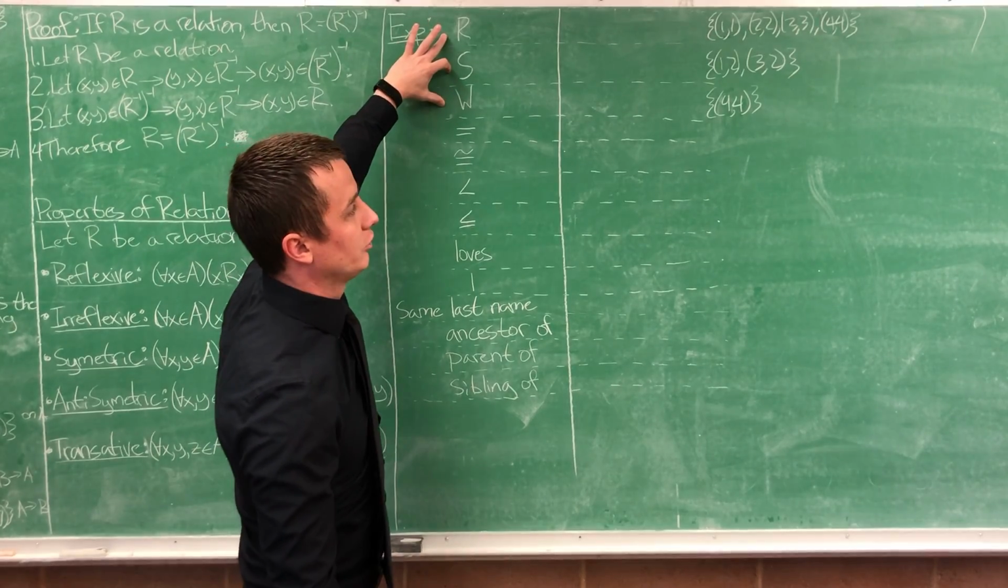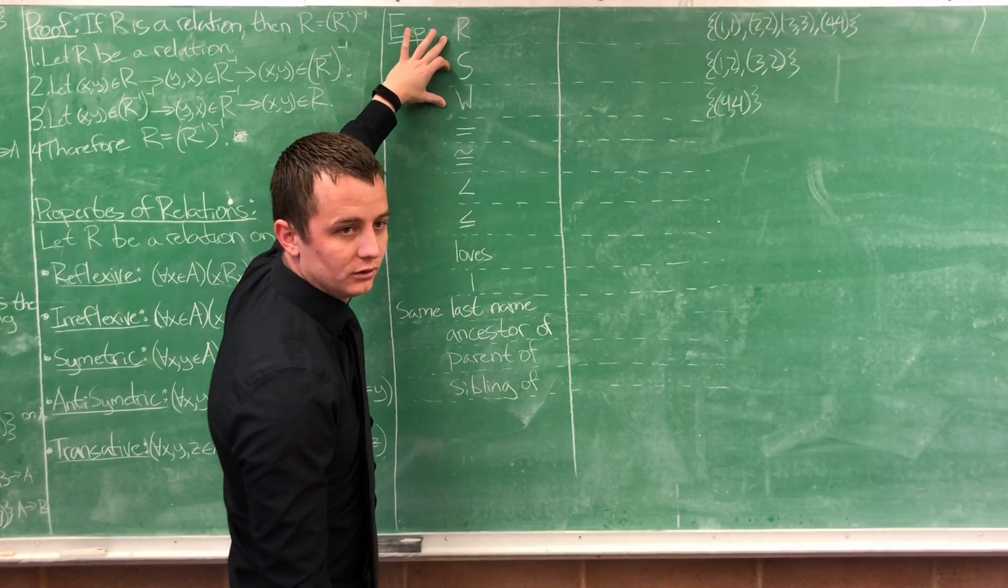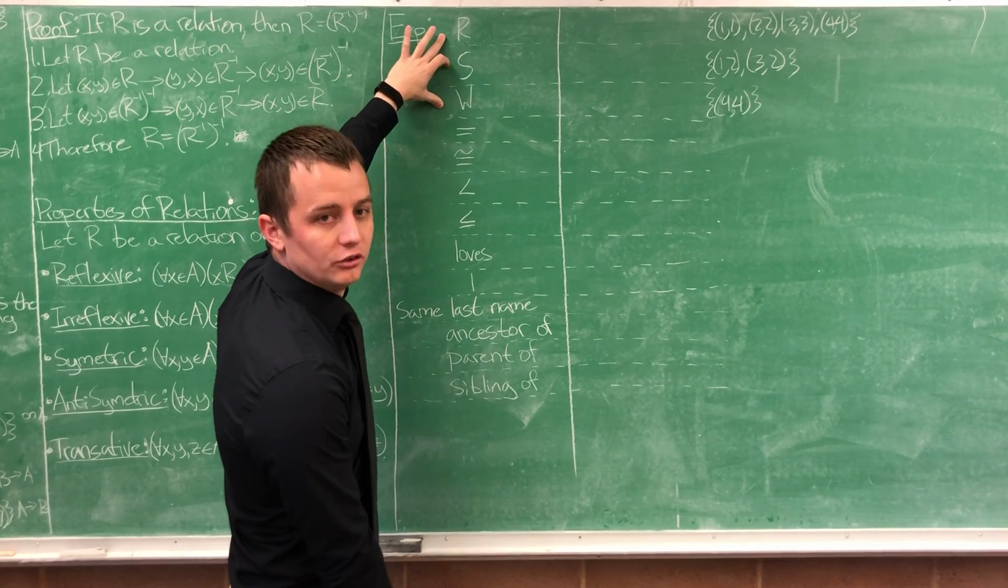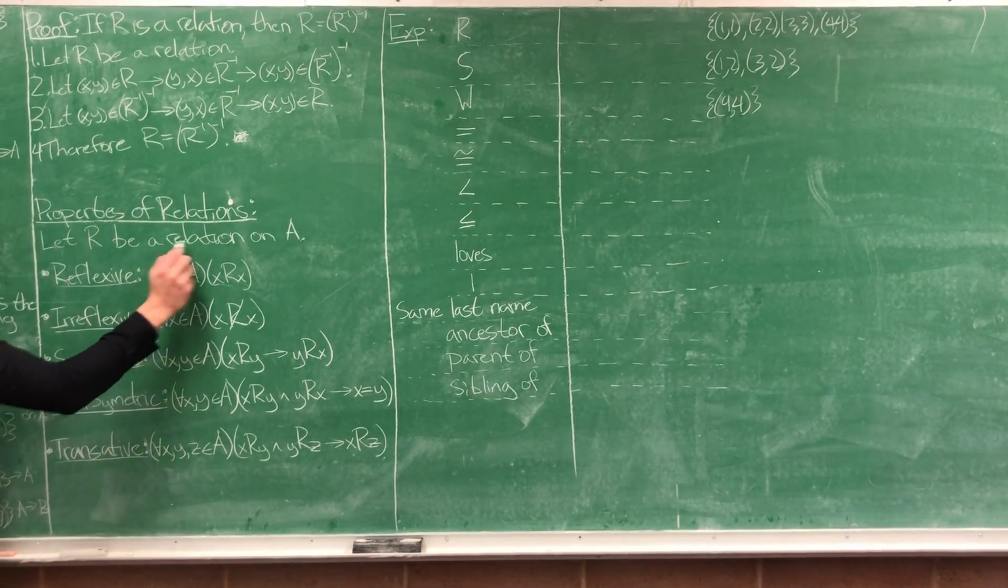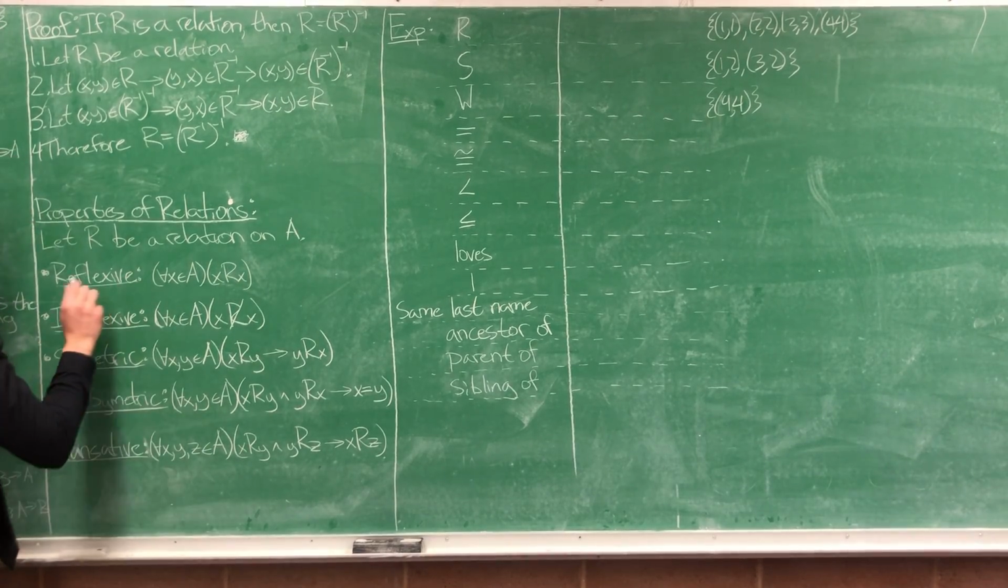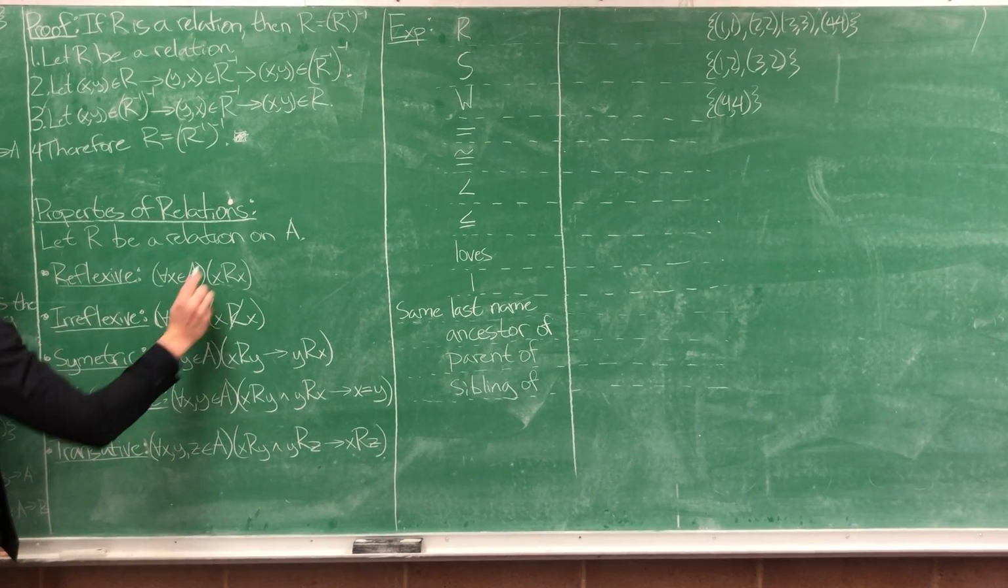With these 3, it was understood that the set A was {1, 2, 3, 4}. So I just picked the relations that were relations on A. Because notice the reflexive property: let R be a relation on some set A. This only makes sense if we have a relation on some set A.